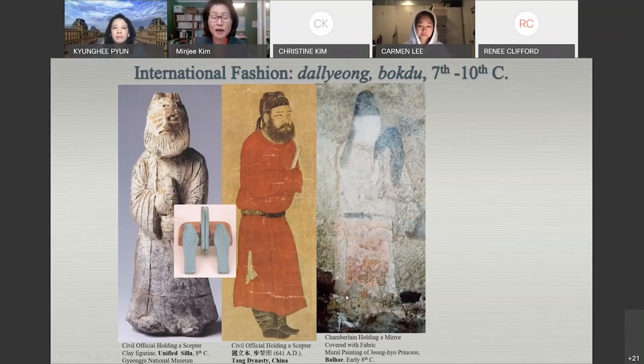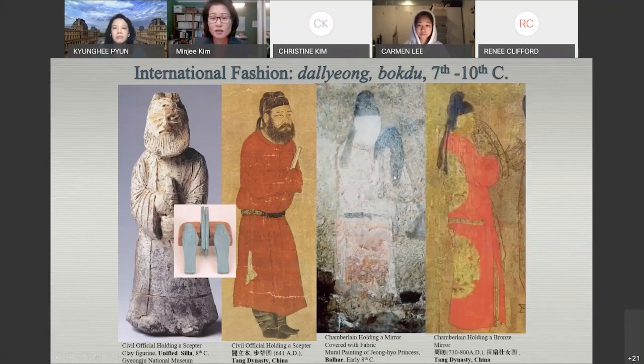This is Balhae's chamberlain depicted in Balhae's mural painting, and this similar style is also found in the Tang Dynasty's painting as well. So their belt, their robe and their headdress are all similar, and this formed an international style, the Tang cosmopolitan style, during Korea's northern and southern states period. And I want you to remember the clothing name. The clothing name is Dalyong, and the headdress is called Bokju.